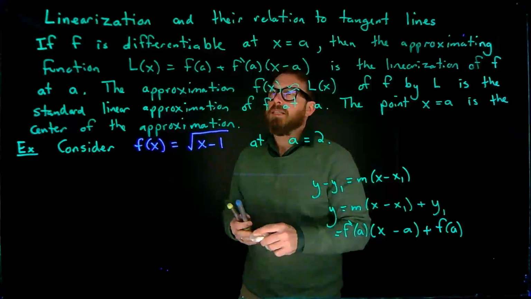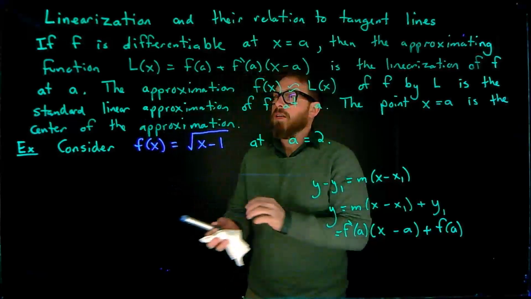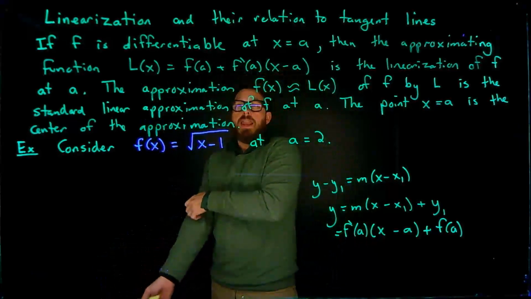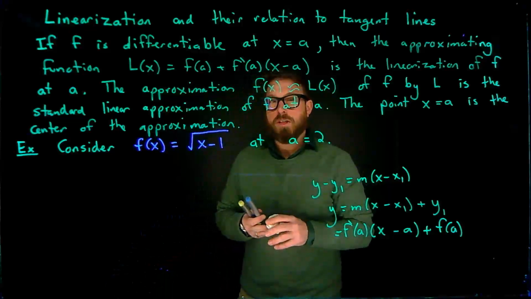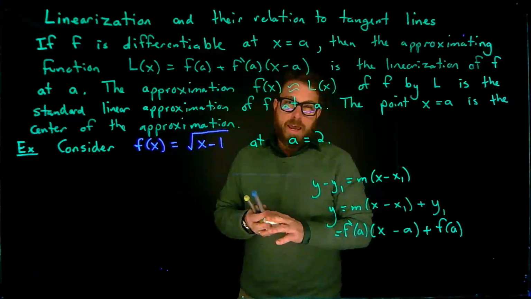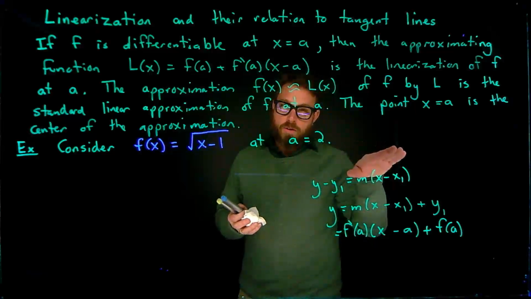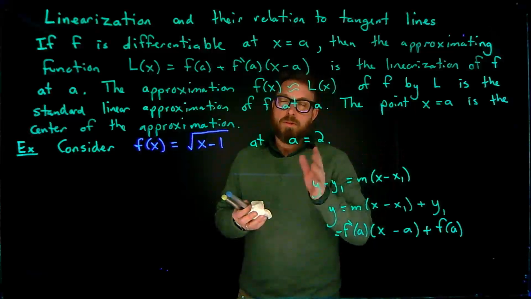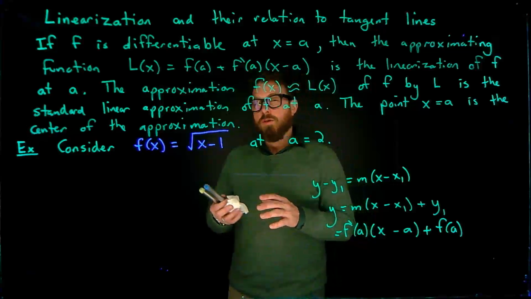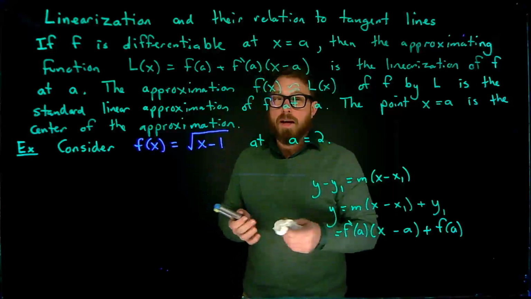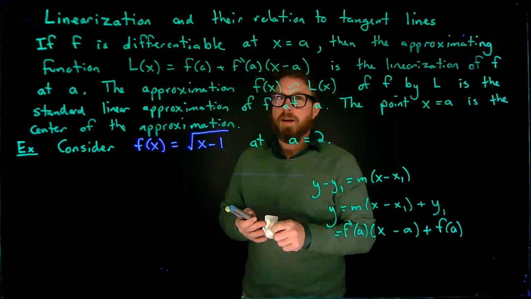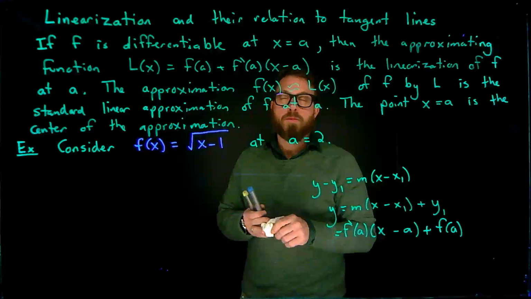Now, what we say is that this linearization function is the linearization of f at a. So what we're trying to do is approximate this particular function at a particular a value. Functions tend to be curves, maybe some complicated curve, but what I can do is approximate it around tiny points using a line. And what's nice about lines is they're very simple to work with.